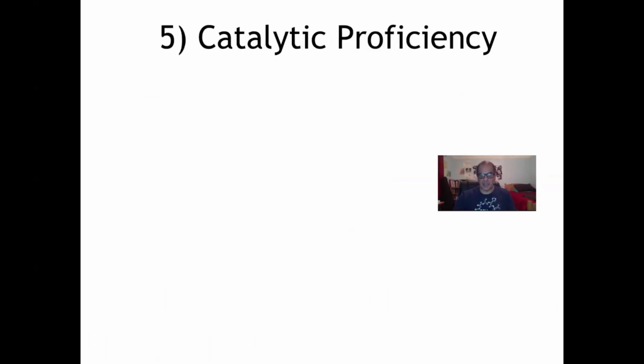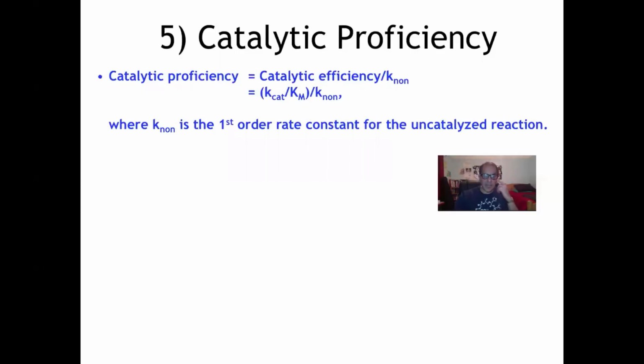What about catalytic proficiency? Well, catalytic proficiency is really just the catalytic efficiency divided by the rate constant that governs the uncatalyzed or non-catalyzed reaction. So it's catalytic efficiency divided by K-non. And since, as we just saw, catalytic efficiency is equal to Kcat over Km, catalytic proficiency is equal to Kcat over Km, all divided by K-non.